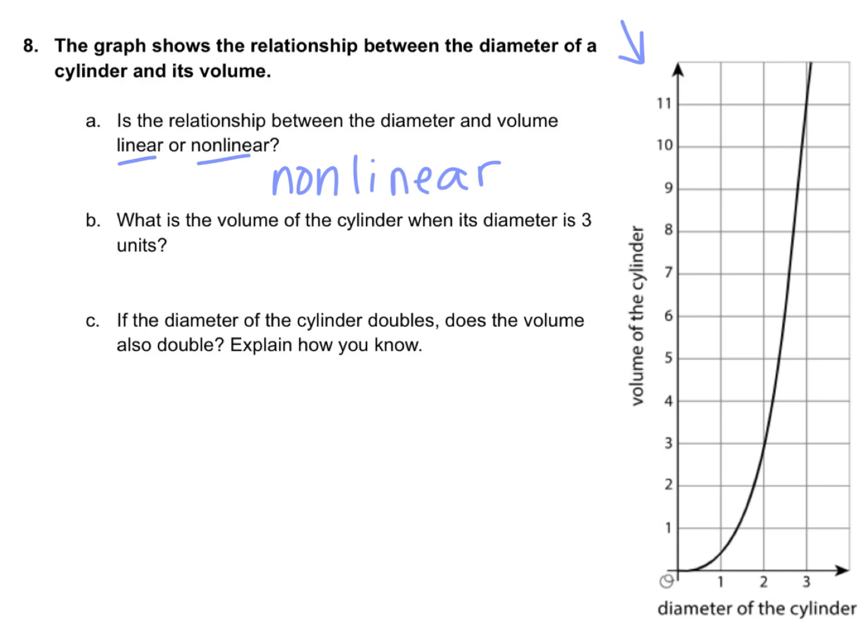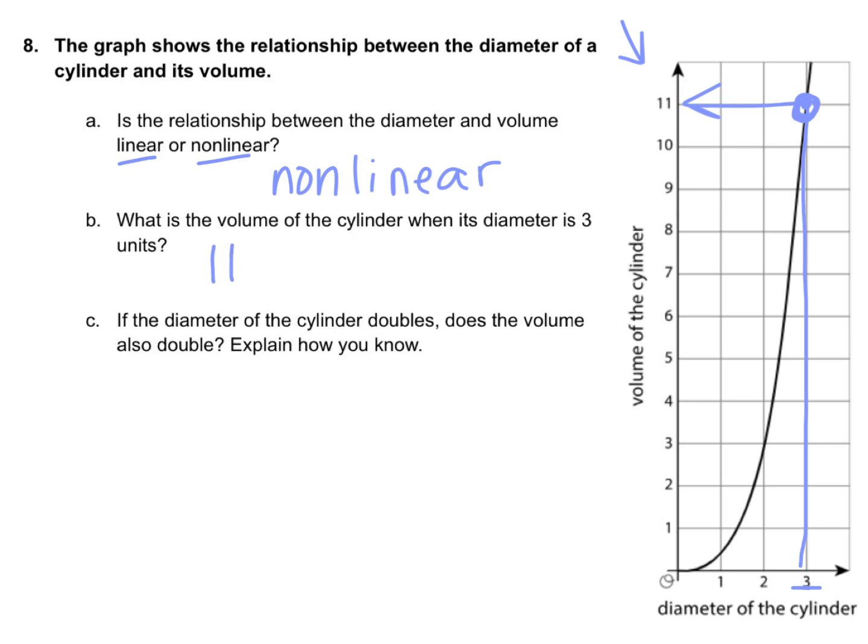What is the volume of the cylinder when the diameter is 3 units? So I go to my graph, I go to the 3 units, and then I go up and see it hits right here, and then I read over to the left. So the volume would be 11.